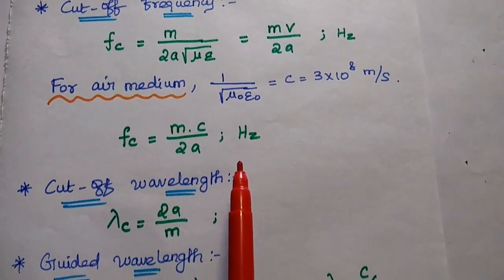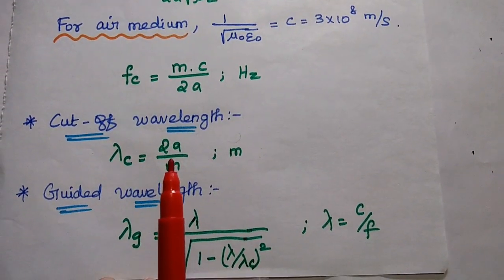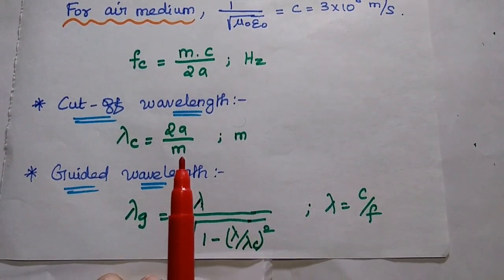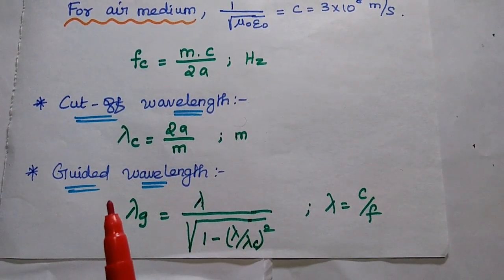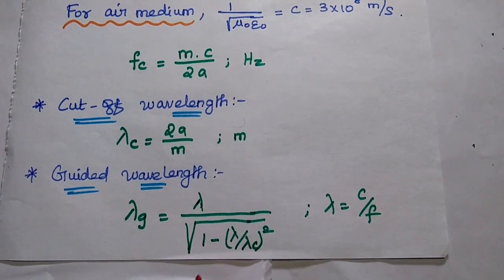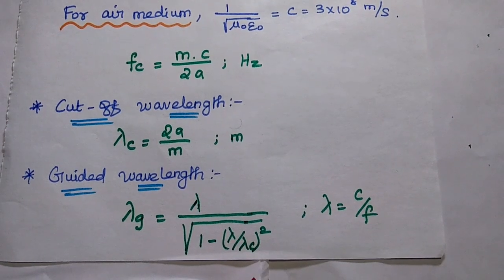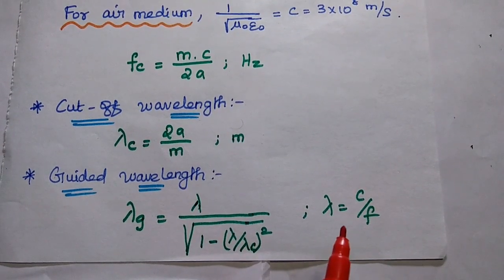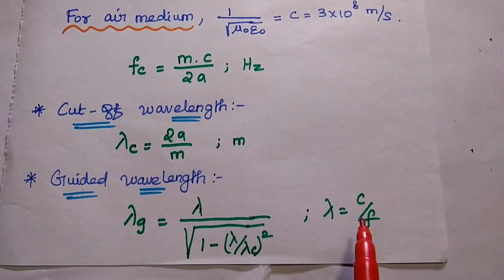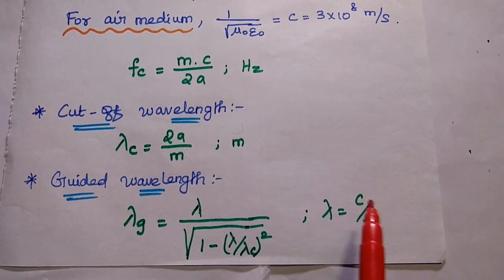The next one is the cutoff wavelength. The formula is lambda c equal to 2a by m, in meters. The guided wavelength lambda g is equal to lambda by square root of 1 minus (lambda by lambda c) the whole squared, where lambda is the free space wavelength. It can be obtained using the formula c by f, where c is the velocity of light.